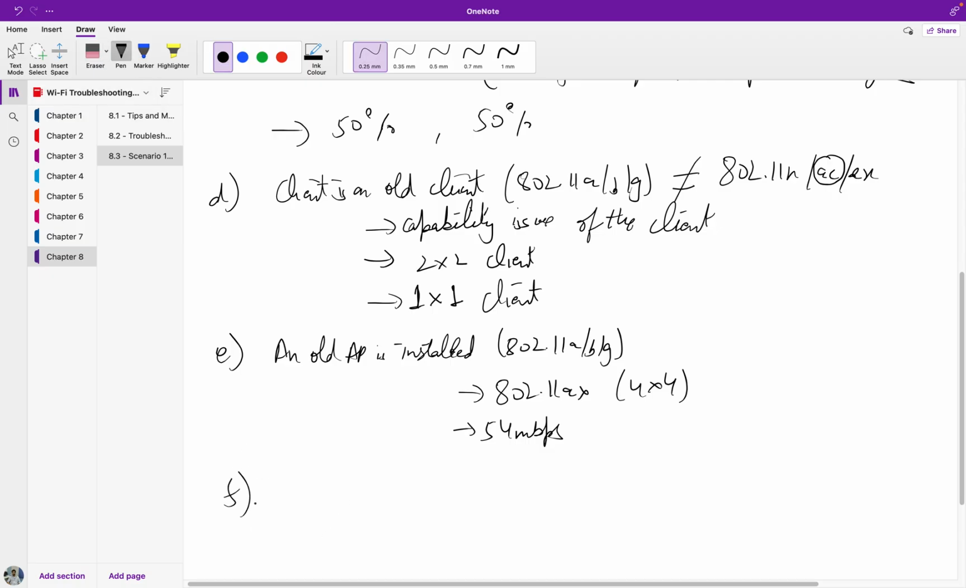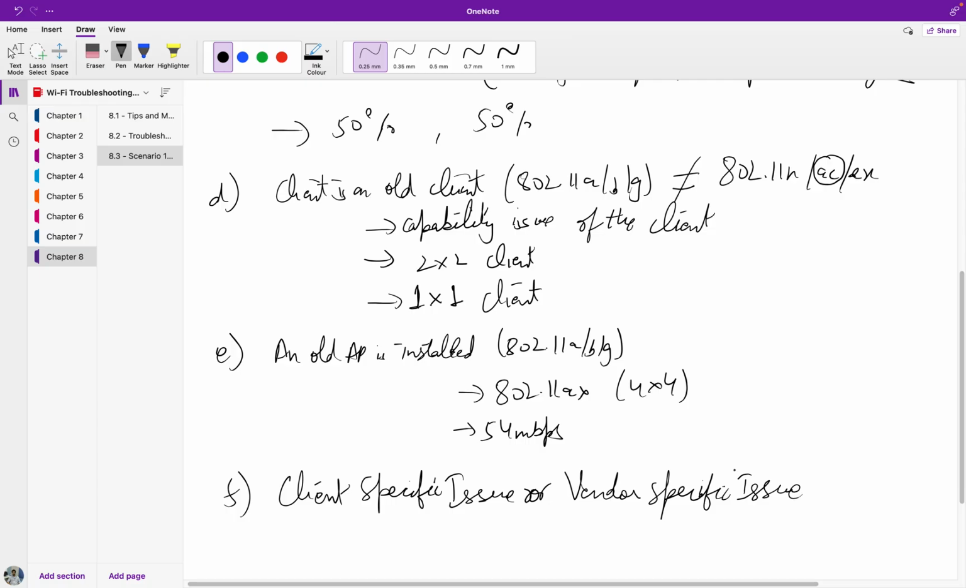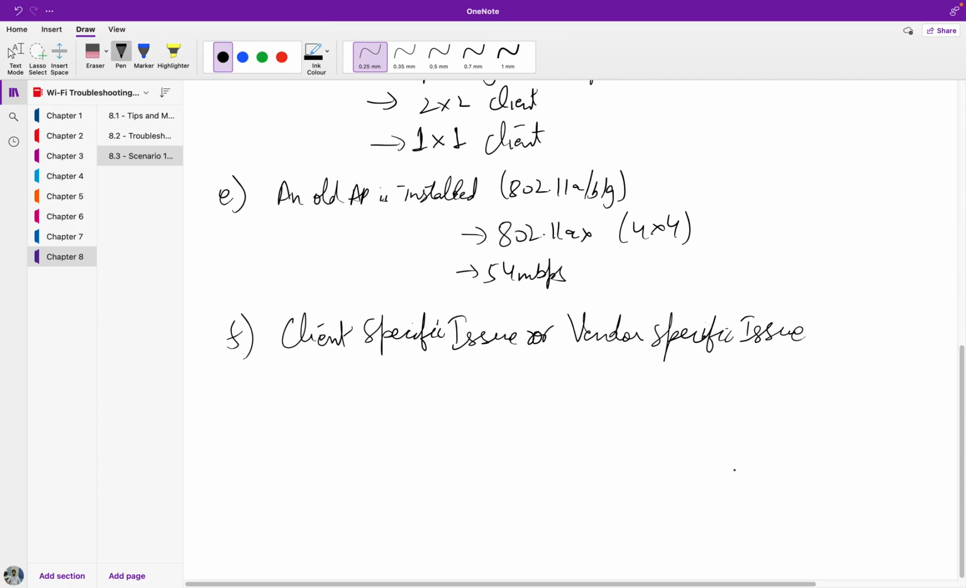Okay, so now for the next point, it's also possible that there's only one client complaining. It could be a client specific issue or a vendor specific issue. When I say vendor, I'll tell you what I mean. Let's say there's only one client sitting at the corner, always raising a ticket to me, and I'm the IT support guy, saying that it's not working fine for him, or there's too much slowness in the network, or there is one set of laptops that are complaining. That's what I mean by vendor.